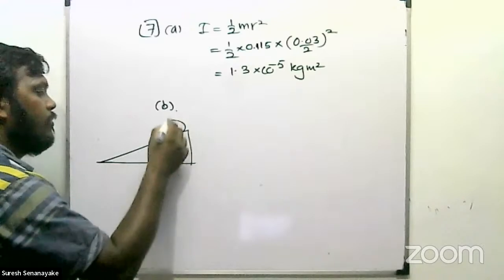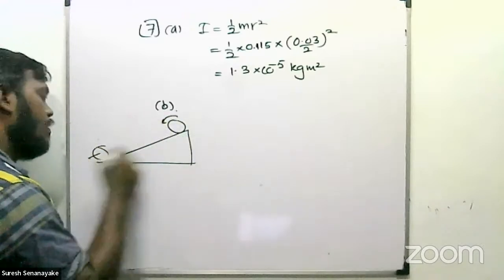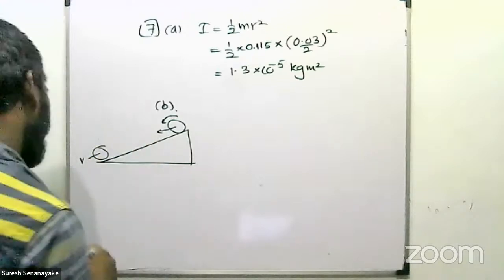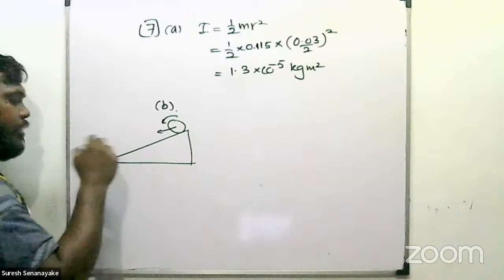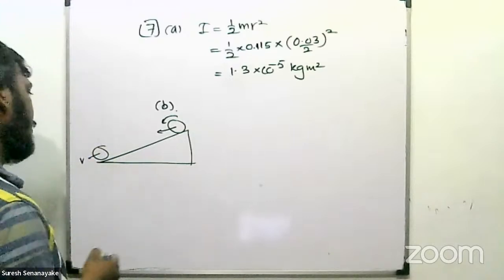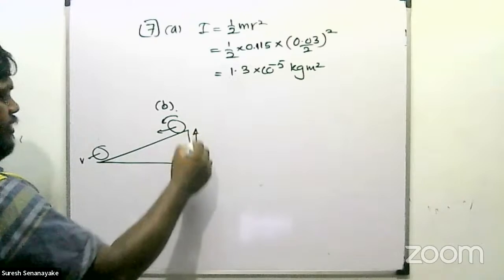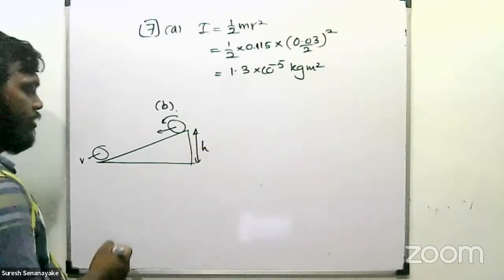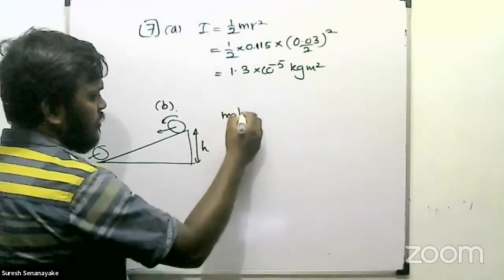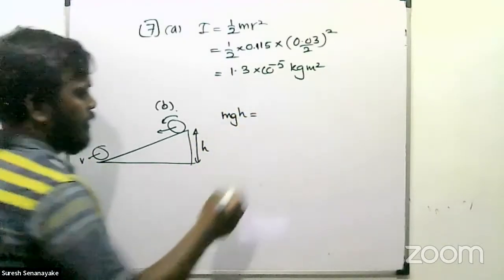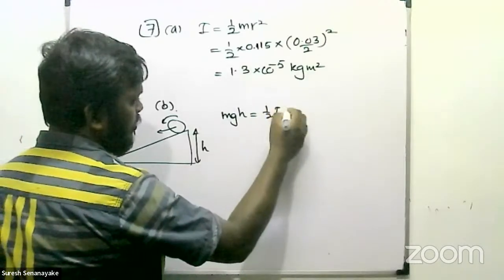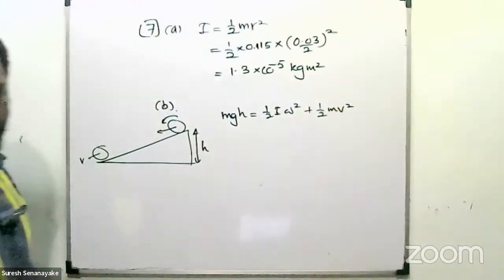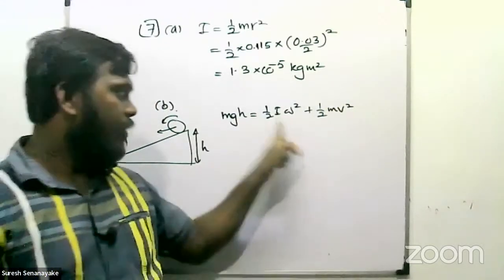Okay, when it rolls down, it's rolling without slipping. We can say there are both rotational and translational kinetic energies. Initially there's the height H, so the potential energy is converted to the rotational kinetic energy and the translational kinetic energy. Then from this equation you can find I.